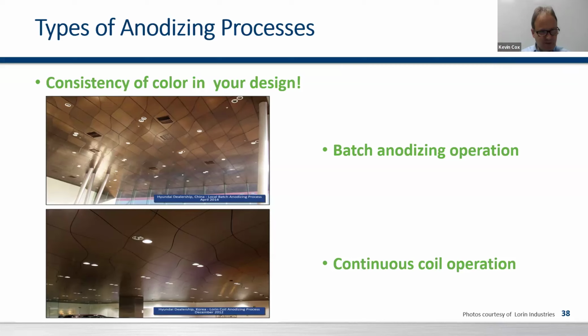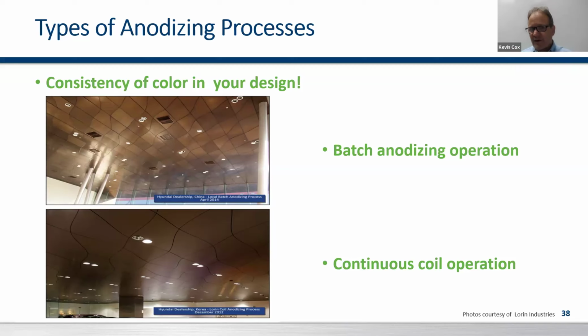So when you look at that top photo, that's actually a Hyundai in China, and it's kind of varied. It's almost like a zinc would have a varied finish. So you get more of a leather type appearance that's not very consistent. They decided they wanted a consistent finish. And if you look at the bottom picture, that is a continuous coil operation.